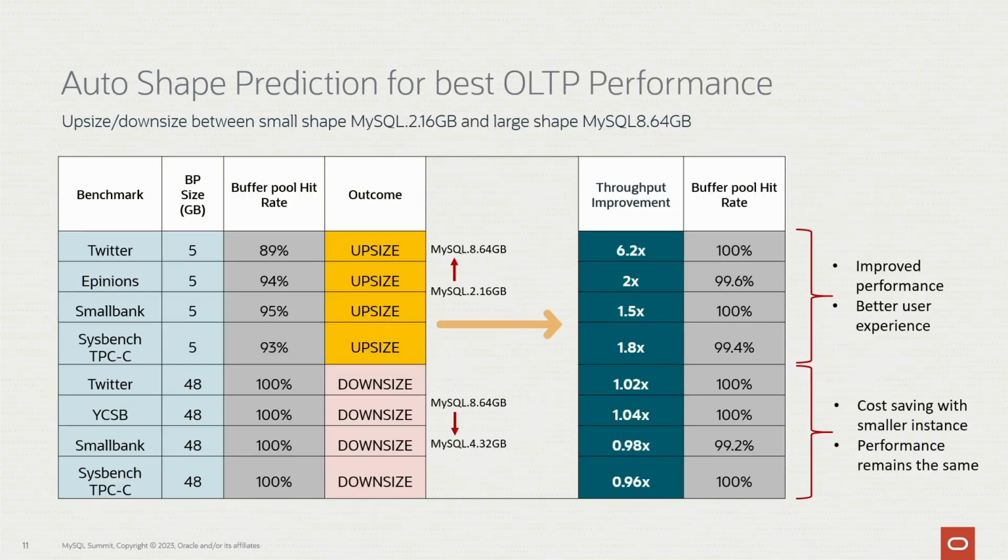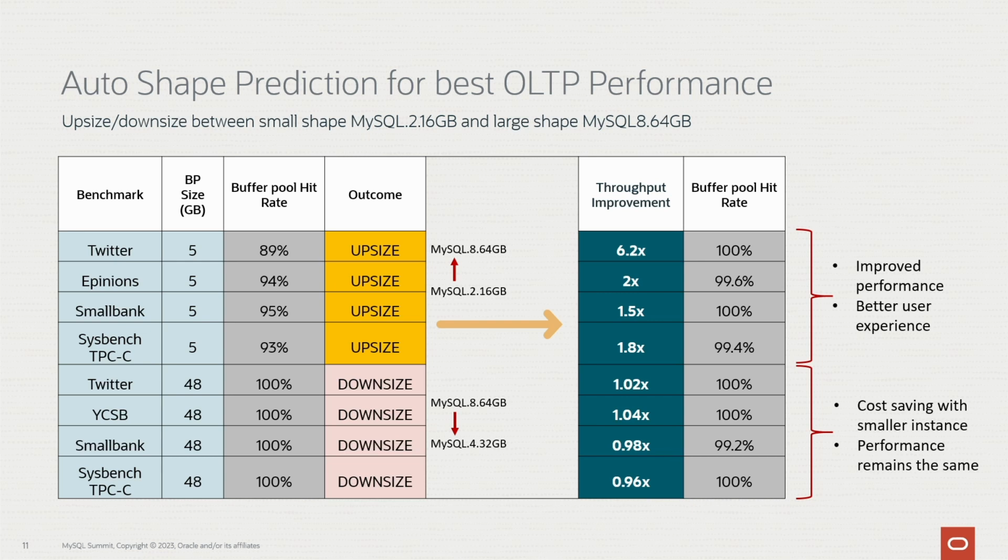So these are some of the numbers. What we did was we took a number of benchmarks, we ran numbers on them, and as you can see here, not only is the system able to recommend an upsize if it sees the buffer pool hit rate is very low, that means my data is not in the buffer pool and I have to do a disk I/O, it recommends an upsize. Similarly, if it sees that my data very easily fits in the buffer pool, or everything I'm getting is a 100% hit rate, then maybe I'm over-provisioned, and then it'll recommend a downsize.